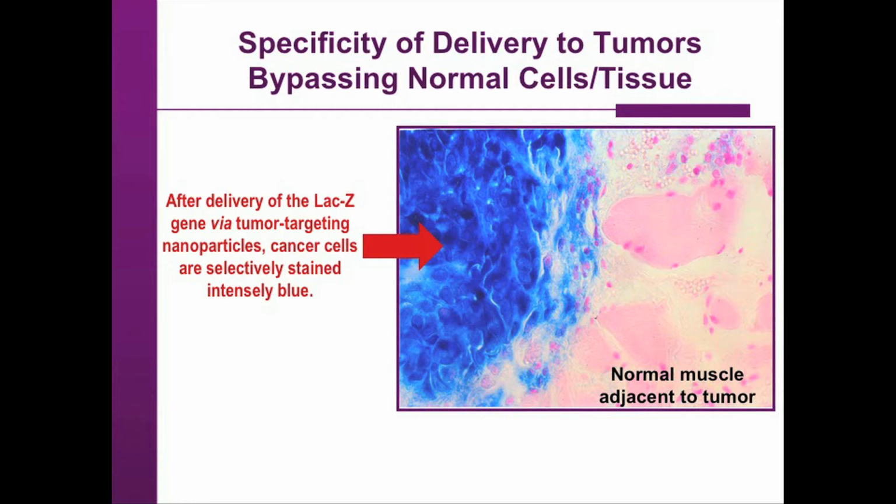In this case, tumor-targeting nanoparticles containing the LAC-Z gene were delivered systemically into an animal with the tumor. The reporter gene showed up in a metastatic lesion which had invaded the normal muscle. Only the tumor tissue expressed the blue color from the LAC-Z, suggesting that the reporter gene in the nanoparticle was delivered only to the tumor tissue, bypassing the normal muscle cells which are adjacent to the cancer cells.